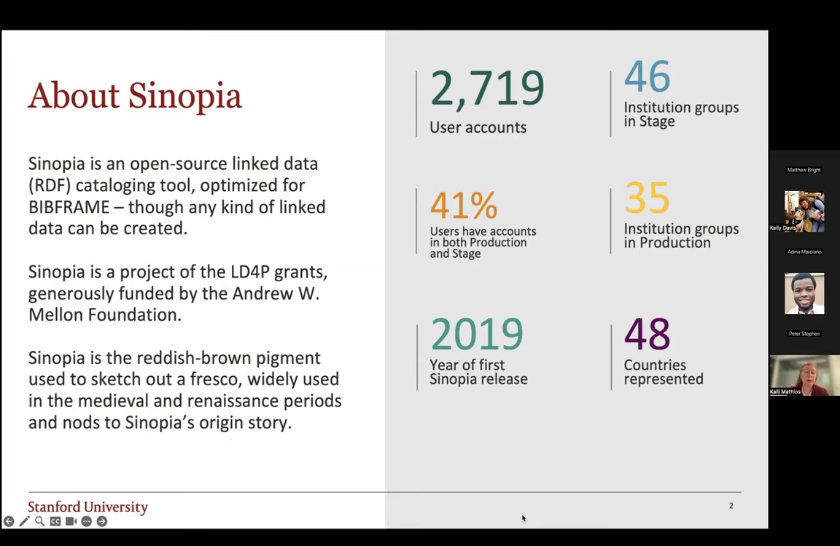And then our third environment, development, was generally used for developers to test out new features before pushing them into stage and production. It is also currently being used by the Ex Libris linked open data focus group. There are 46 different institutions registered in stage. So if you join Sinopia and your institution has a group, I will assign you to that group as well as our kind of catch-all other group. So 46 official institutions there. We have 35 institutions in production. 41% of users have both a production and a stage account. Sinopia was first released in 2019, and there are an incredible 48 countries represented in our Sinopia user base.